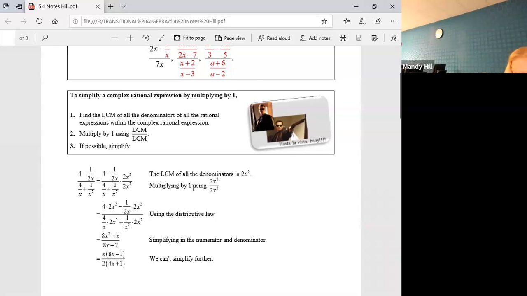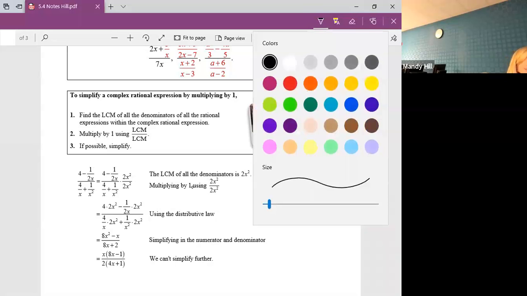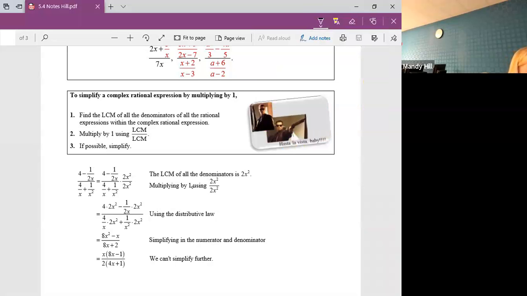So if I start off with, this is the example they've got. This is our problem right here. And what they're saying to us is reduce this. Like, we don't want this fraction to be so overwhelming. So it says find the least common multiple of all the denominators. So that's the first thing you need to do.